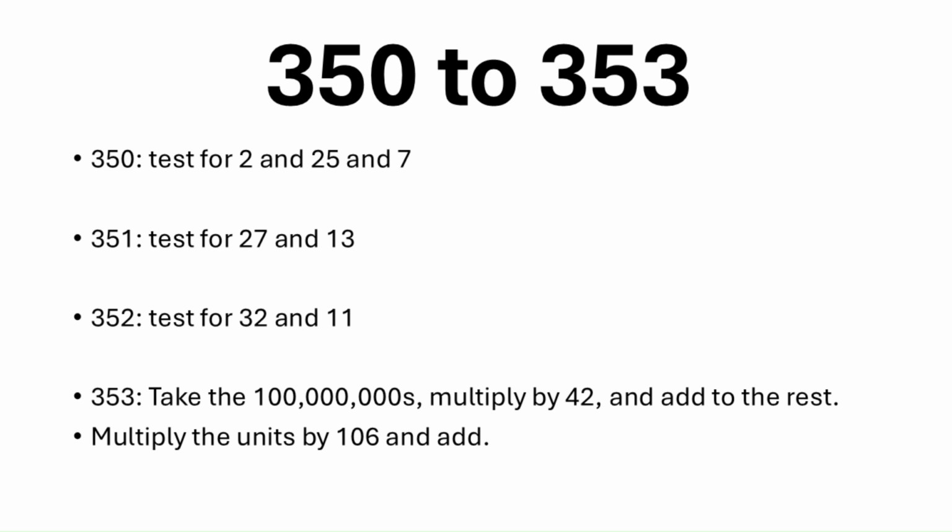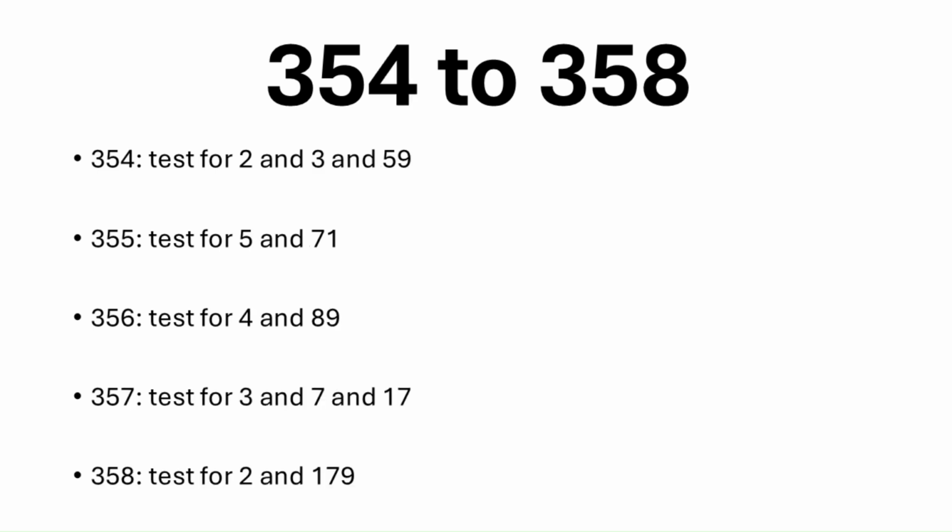351, test for 27 and 13. 352, test for 32 and 11. 353, take the 100 millions, multiply by 42, and add to the rest. Multiply the units by 106 and add. 354, test for 2 and 3 and 59. 355, test for 5 and 71.